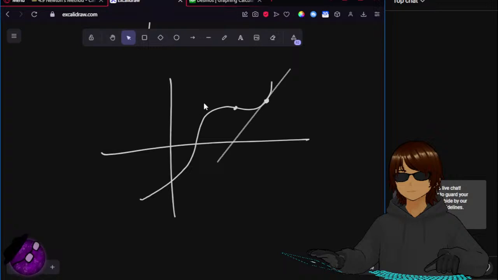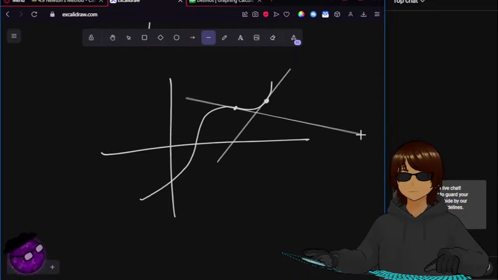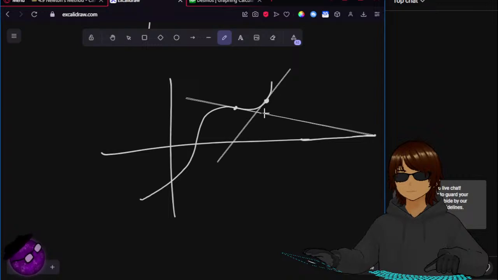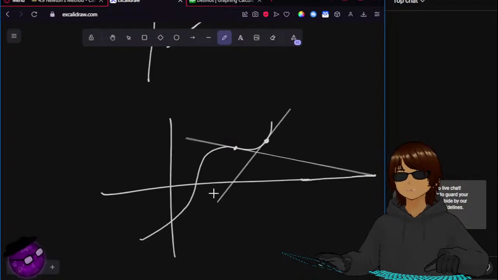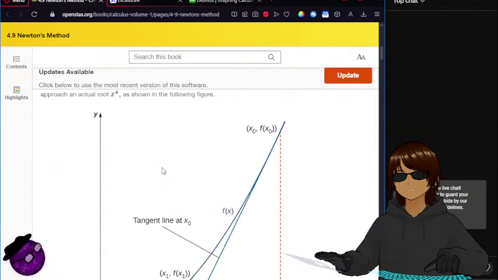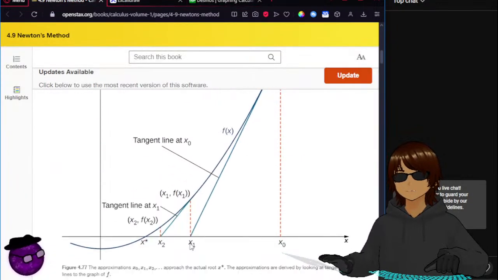This is worse. Wait. I don't think this is a good example, but then at that point we find the gradient. But the point is it's supposed to get closer and closer to the root. So x1 and then gradient, x2 and then gradient. We get closer and closer to here.